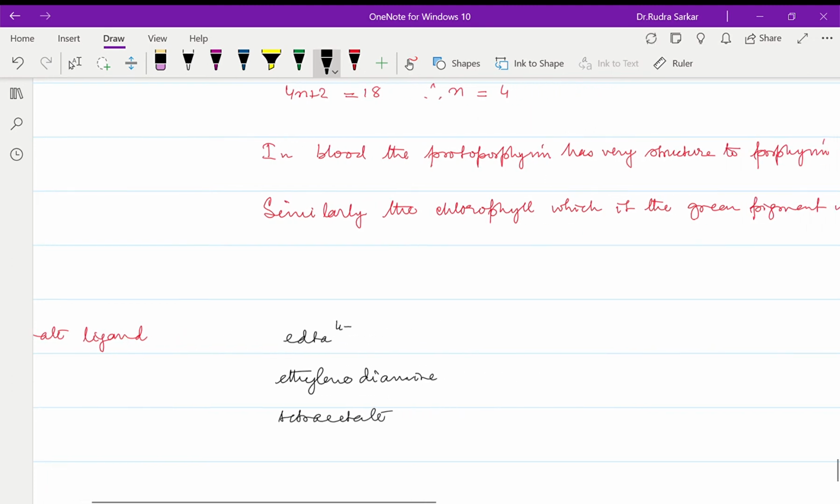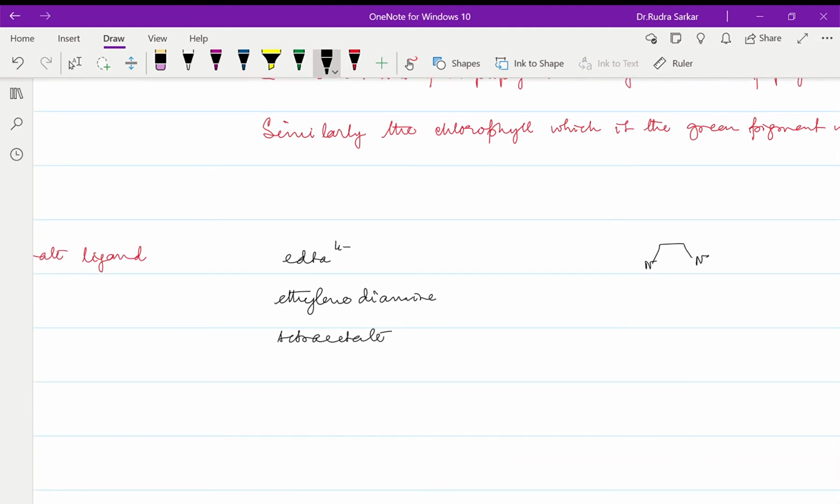Tetraacetate. What is the structure? Ethylene diamine we already know. There is a nitrogen joined by a 2 carbon chain. So it is saying tetraacetate, that means it will be CH2COO minus, CH2COO minus, like that. This portion is your ethylene diamine, and these are the tetraacetate part. Now you can see there are four of it. That's why we are calling it tetraacetate.